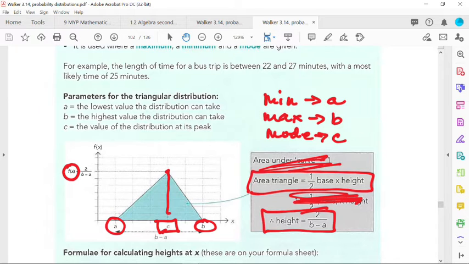Another part of labeling that you need to be familiar with is they're going to call f of x. F of x is always the height. So in this case, they give you a formula for finding the height at C. Okay? Now, this formula only works at C. If you move away from the mode, then you're going to have to use something different. Okay? But the highest point for this triangle, you can find the height by putting 2 over b minus a.